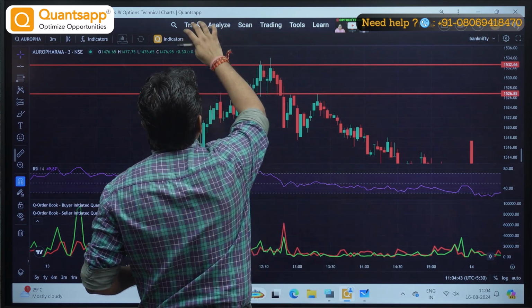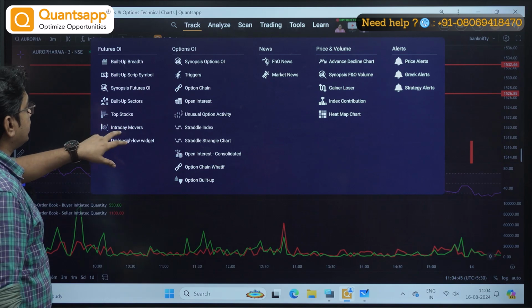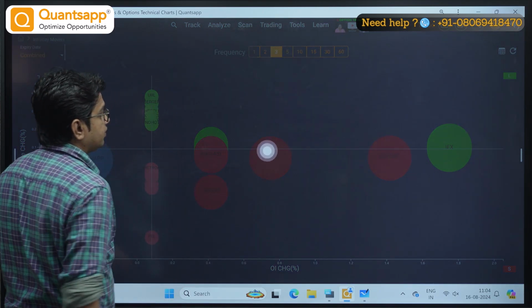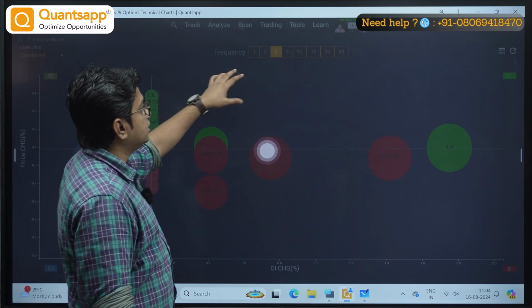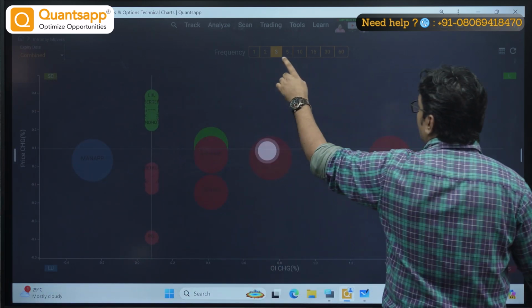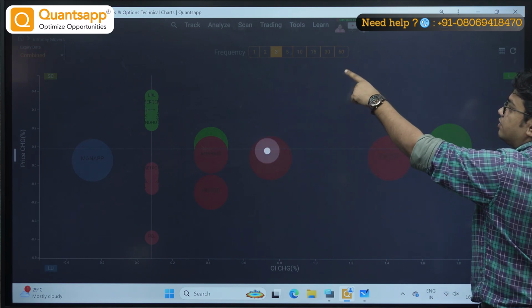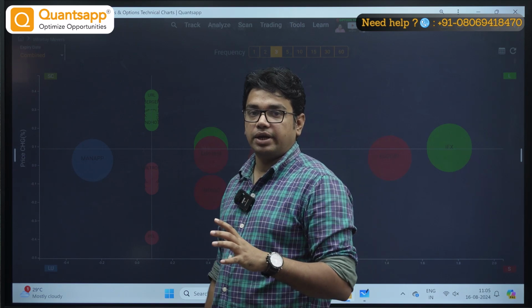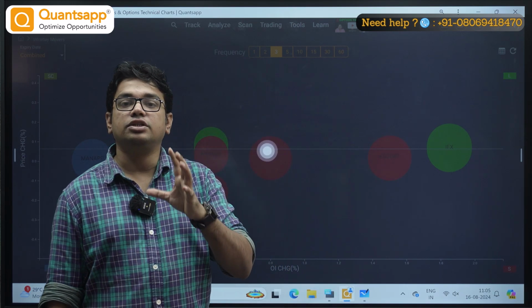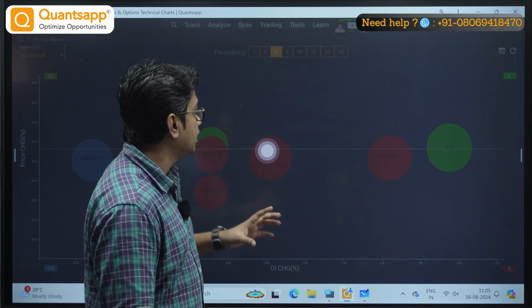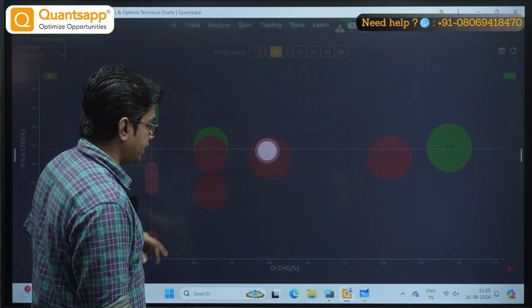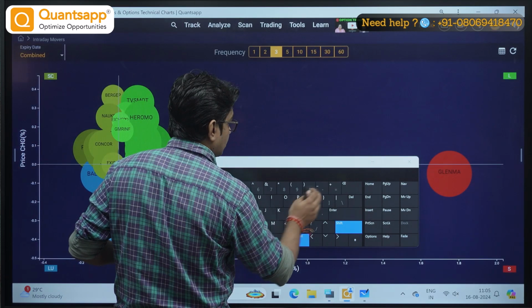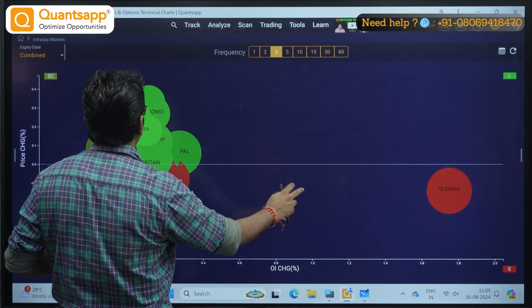I'll go to Track. Under Futures Y, I'll select intraday movers. Now here I will select the 3 minute time frame, because the frequencies mentioned above are 1, 2, 3, 5, 10, 15, 30 and 60. In all these time frames, the changes in the futures data, whatever is happening, will be reflected over here. Let me show you, just a minute. Now it has come here.